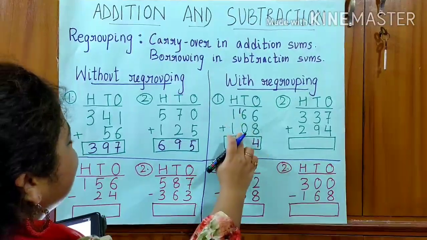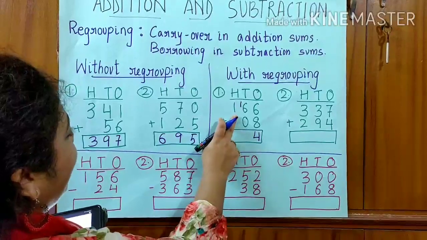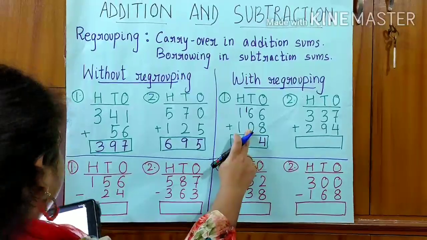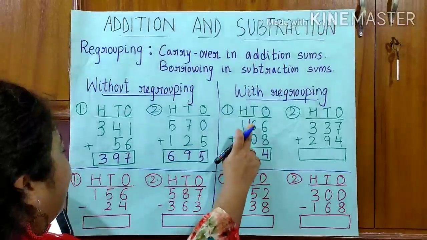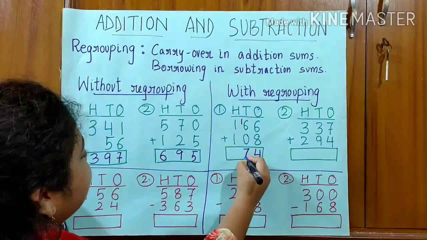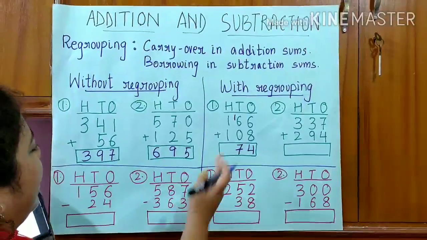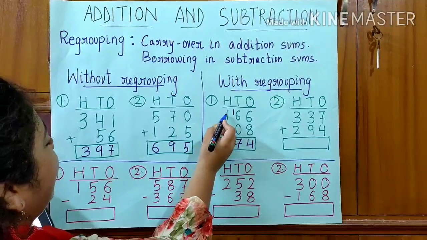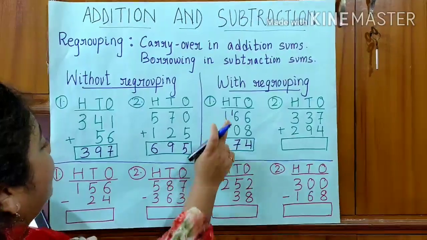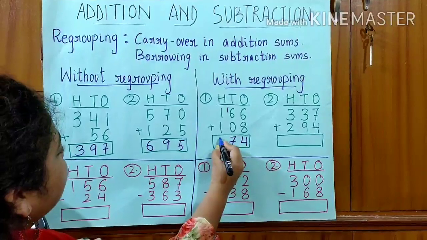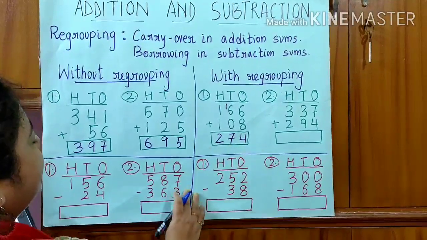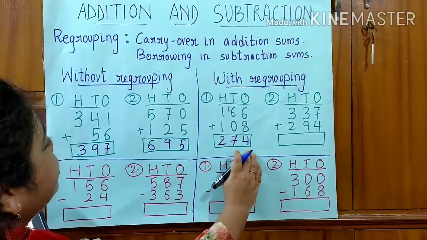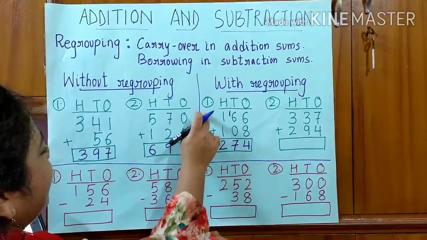Now we'll move on to the tens place. So see, what do we have here? We have 1 ten plus 6 tens plus 0. That will give us how much? 1 plus 6 gives the number 7, right? Now this is done. Then we move on to the hundreds place. So how many hundreds do we have? We have 100 plus 100, which is equal to 200. So we have got the number 274. That is the answer when we add these two numbers.